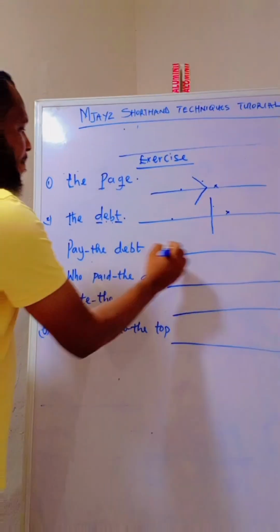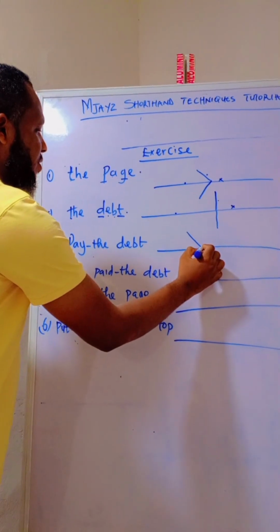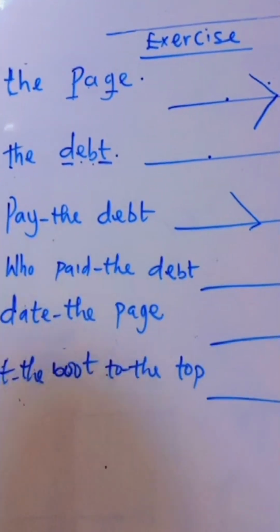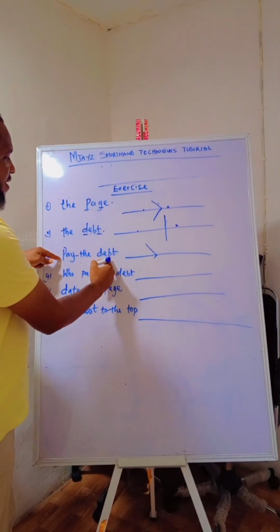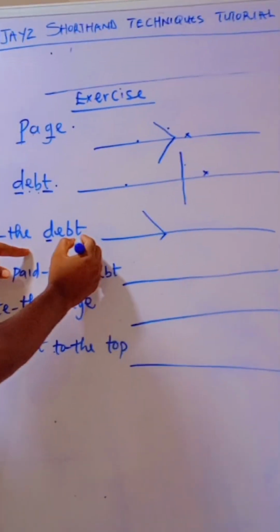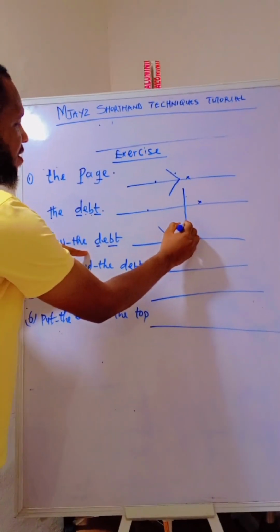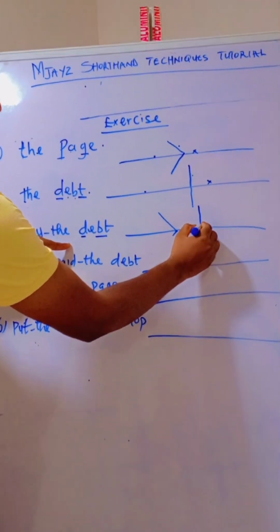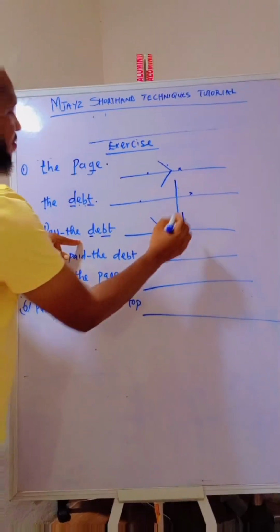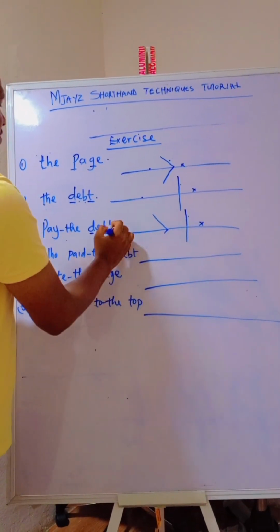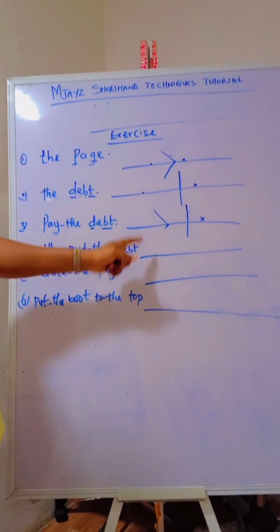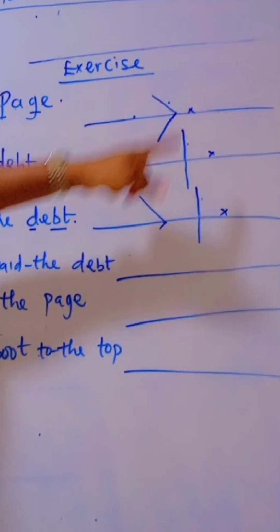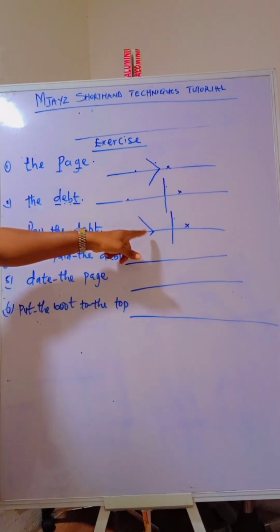So we have pay. Pay is just P. Then D will now come as a tick on that. Pay. So you have pay the debt. How do you get debt? You have to act. So it's already here. You can copy. Pay the debt. Then your full stop, if there is full stop. So pay the debt. Pay the debt. The page. The debt. Pay the debt.